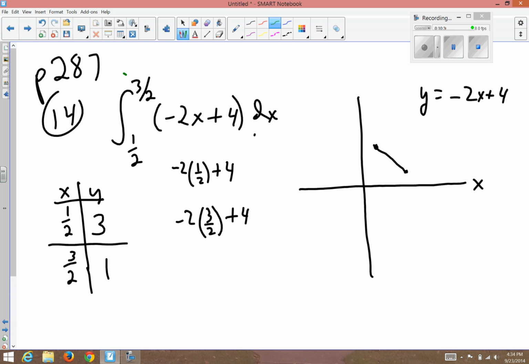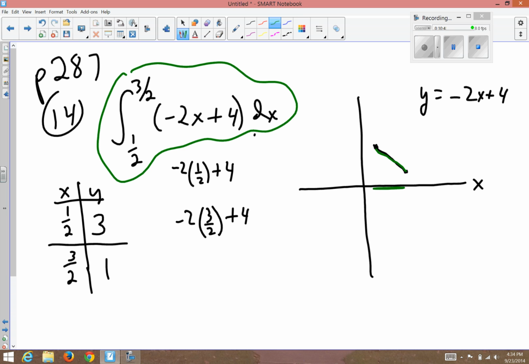When we see this, it's pretty fancy. It means the area between y equals negative 2x plus 4 and the x-axis, which is a border, from x equals 1/2, which is here, to x equals 3 halves. So this is just saying find the area of this green region, which is called a trapezoid.